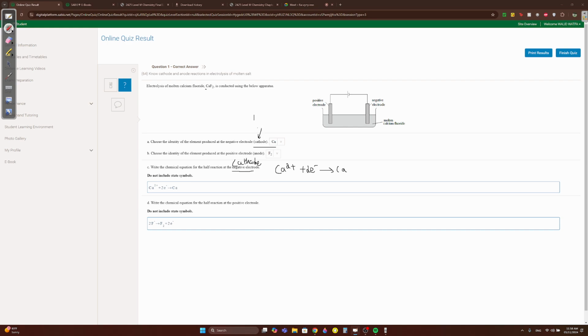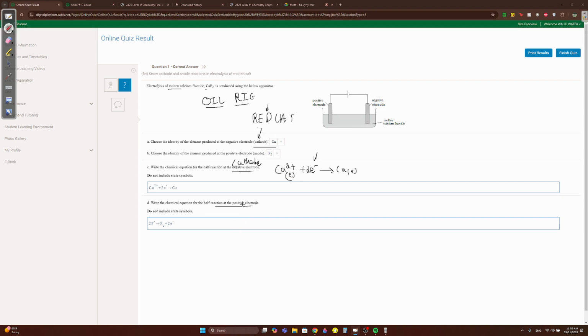You know that at the cathode, always red cat, reduction is gain of electrons. Remember, reduction is gain, oxidation is loss. Reduction is gain, so you're going to gain electrons here. If they asked for state symbols, since it's molten, what's it going to be? Liquid. It doesn't get you solid because it's molten. But they didn't ask for state symbols, so it just stays like this.